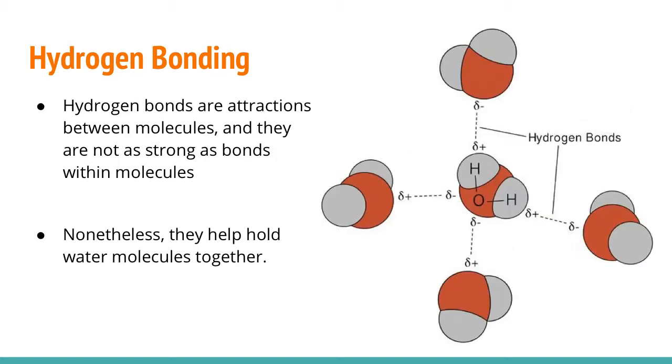When we think about the other types of bonds that we've introduced you to, the covalent bonds and the ionic bonds, hydrogen bonds are a little bit different. Hydrogen bonds are just attractions. These attractions are not the same as sharing or transferring electrons, so they're not nearly as strong as bonds within molecules. Nevertheless, they help hold water molecules together. We can see these hydrogen bonds as little dashed lines. We don't show them as solid lines because they're simply not as strong.